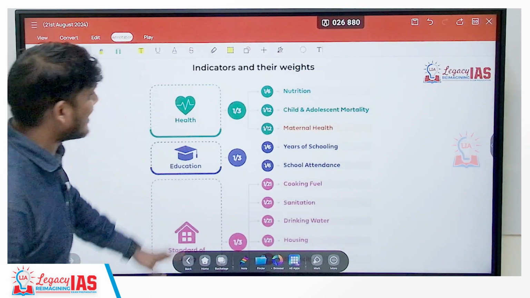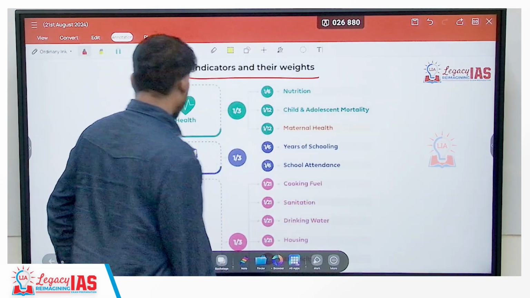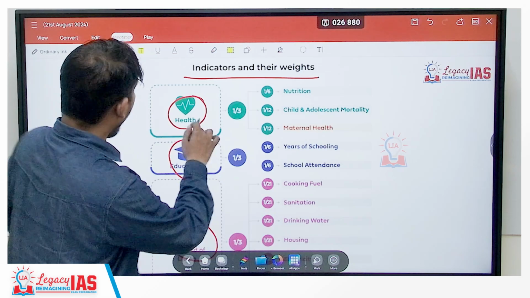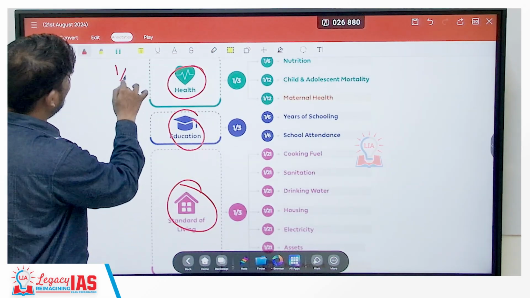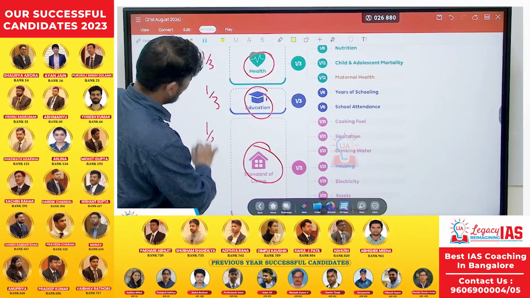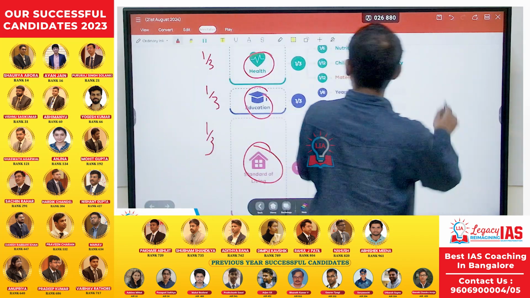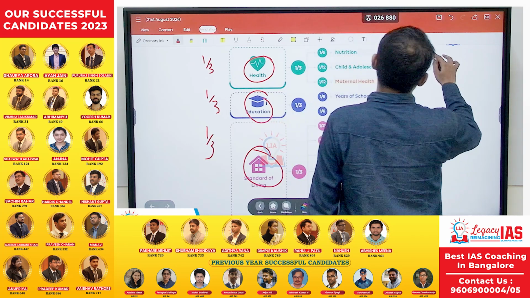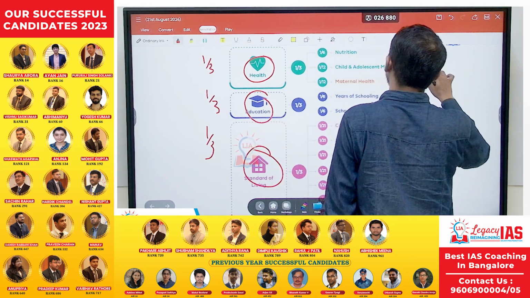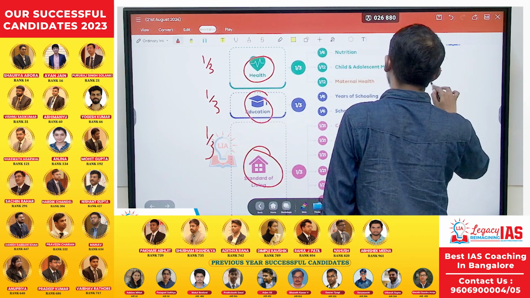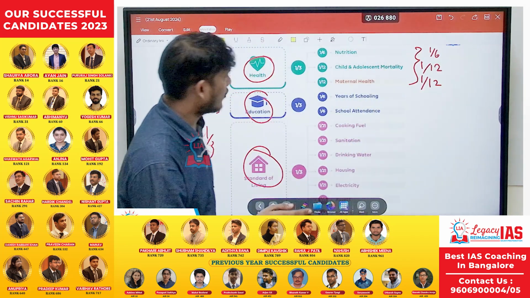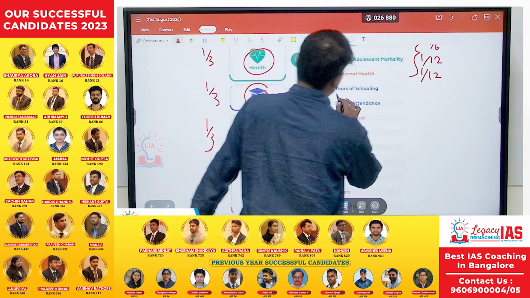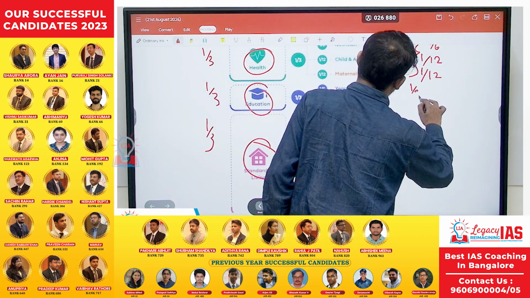Now, what are the indicators and the weights of the multidimensional vulnerability index? As I said, health, education and standard of living. All three dimensions have been given a weightage of 1/3 each. Health has only 3 indicators. Nutrition is given 1/6 weightage, higher than child and adolescent mortality, which is 1/12, and maternal health is also 1/12. In education there are just 2 factors, years of schooling and school attendance, both 1/6.